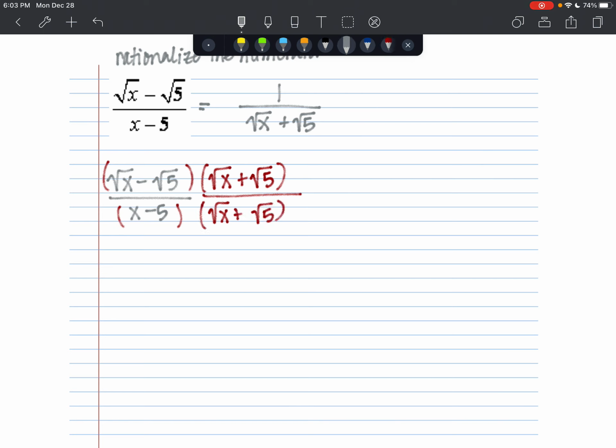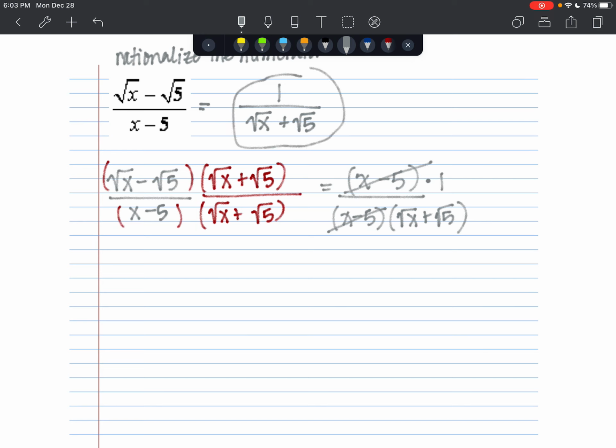And then what that gives us is x minus 5 as a binomial in the numerator over x minus 5 times the square root of x plus the square root of 5. And then look at that. The x minus 5s, those are binomials that cancel out. And what's left in the numerator? 1. And that's how we get 1 over the square root of x plus the square root of 5.